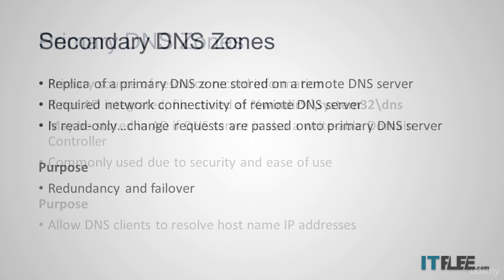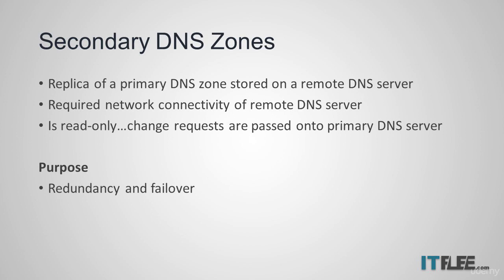It's also worth mentioning that a primary zone is the only zone type that can be directly edited or updated. Now, a secondary zone is a read-only replica of a primary DNS zone that is hosted on another remote DNS server. This obviously means that your DNS server must have network access to the remote DNS server in order to gather the information. The DNS zone is not stored in Active Directory because it is a mere read-only copy of a DNS zone.